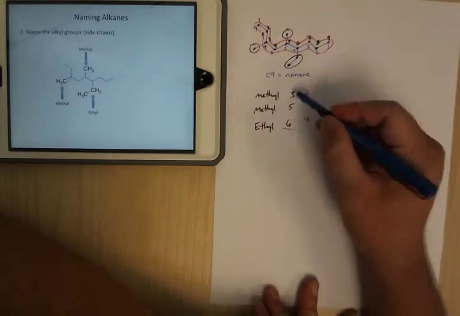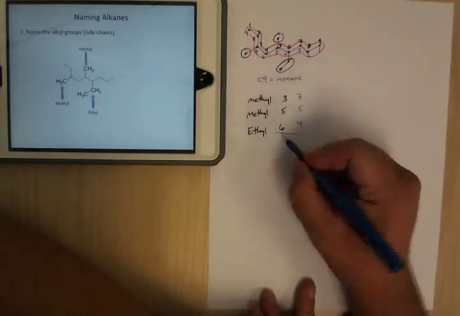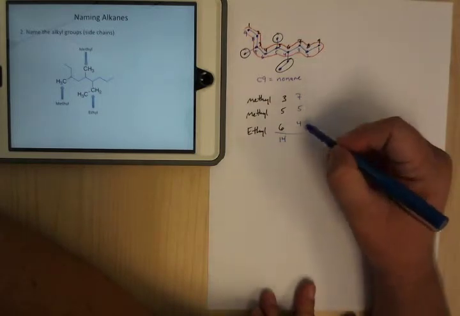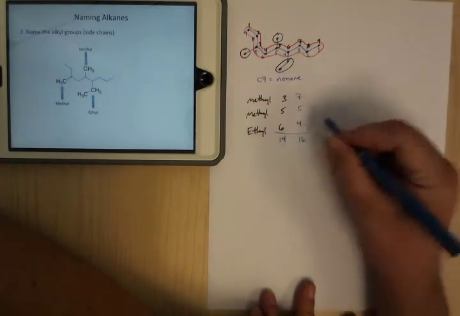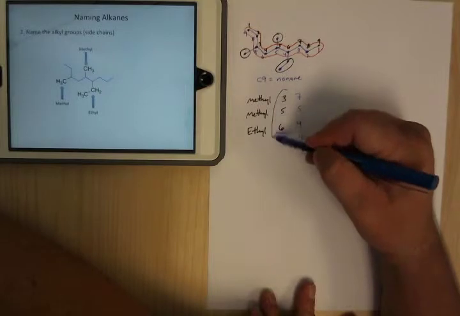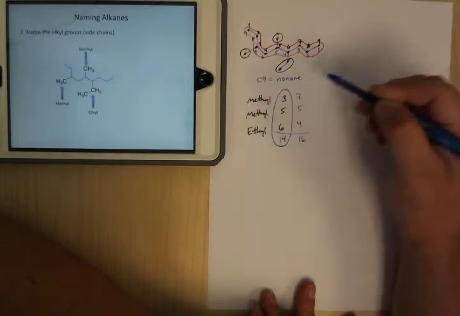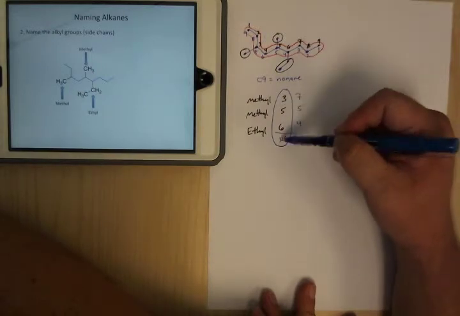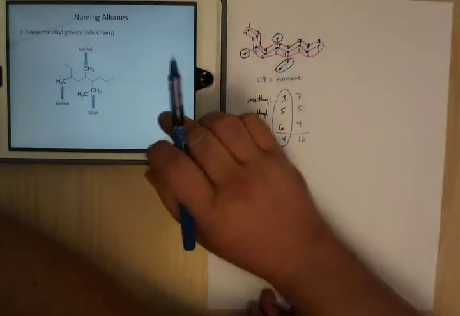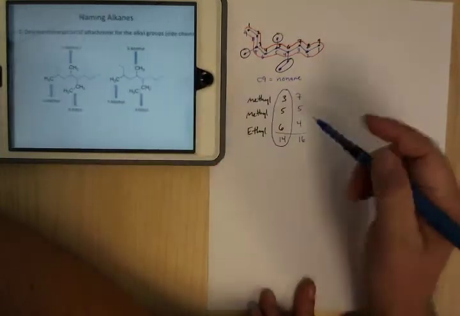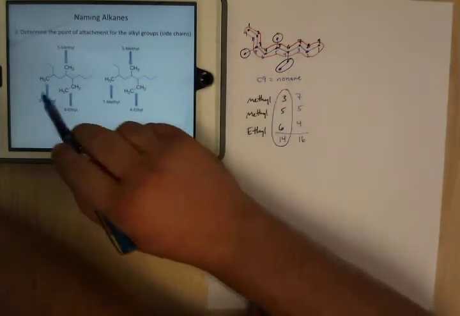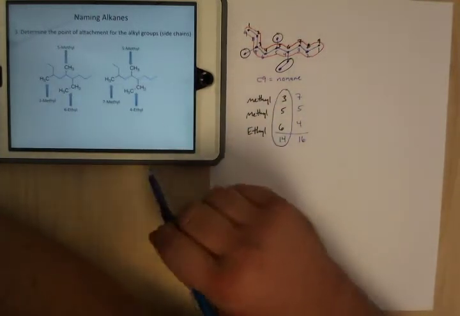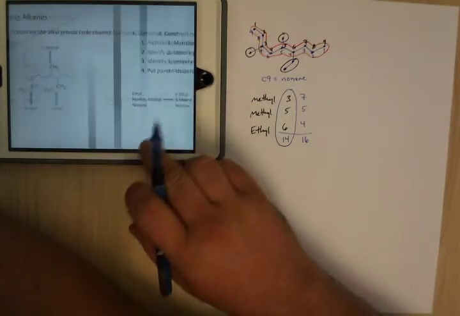So what you do is you just add them up. Right? So it's 11, 14. And this is 11 and 16. You're going to pick the numbering that when you add them up gives the smaller number. So these are the numbers that you're going to use. Okay, so the next question is, which comes first, right? So we're doing the numbering, right? Determine the attachment points. Okay, so we did that.